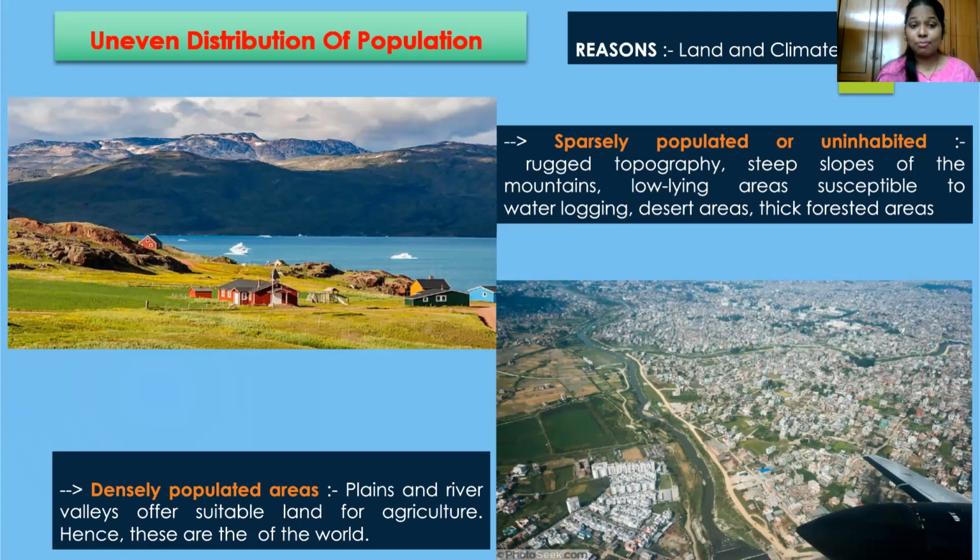And the densely populated, highly concentrated areas, as you can see in this image also, are the plain areas, because there are river valleys, which are very beneficial for agriculture, the most favorable condition. In that area we will have high agriculture production. That is why in this zone we have high population concentration.